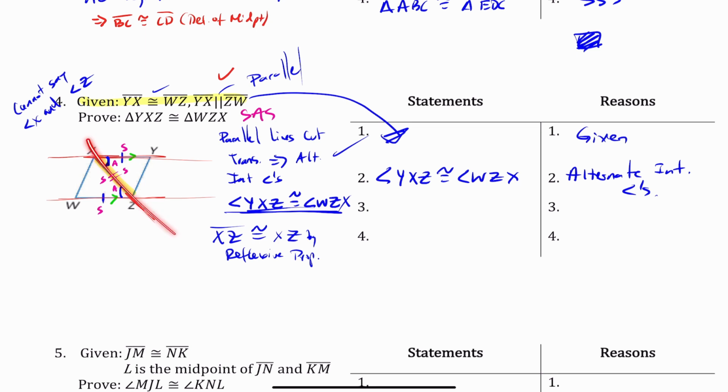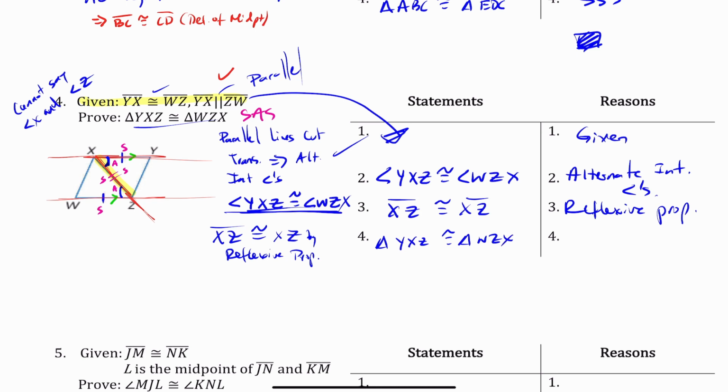And then we notice that reflexive property from the beginning. So I say segment XZ is congruent to segment XZ by the reflexive property. Okay, so we can say that triangle YXZ is congruent to triangle WZX by, what did we say? Side angle side, right here, side angle side. So then I'm done with my proof.